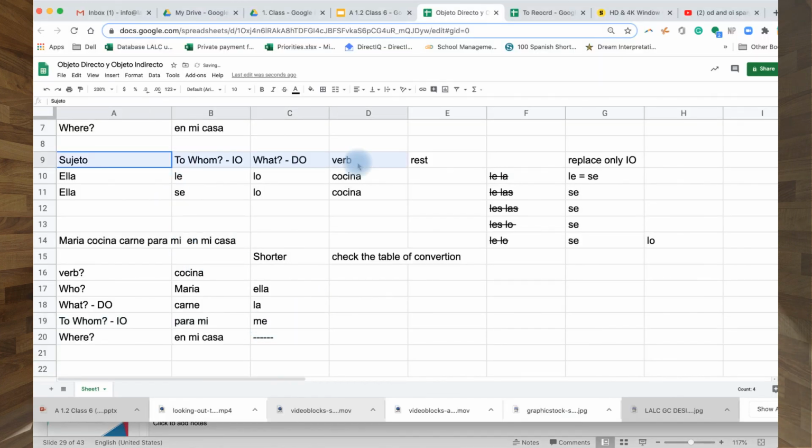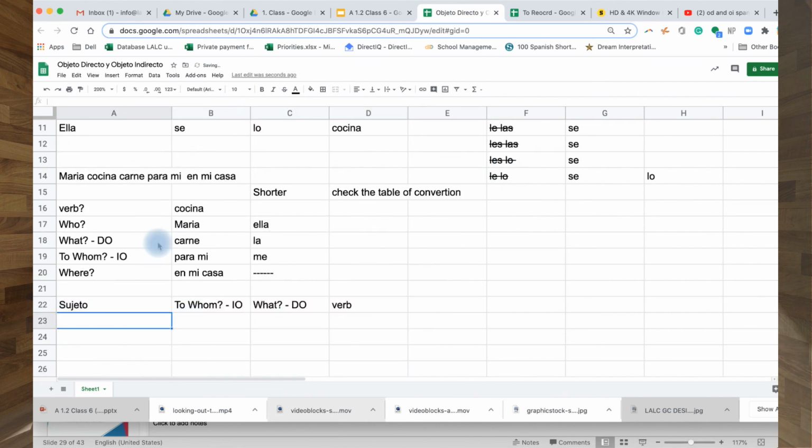And then always remember to follow the order, okay? So el sujeto would be ella, okay? To whom? Para mí, muy bien, you replace it with me. What? So la. And this cocina, you see, ella me la cocina. She cooks it for me. So me la doesn't have se la, so you don't have to put the se la together, okay?